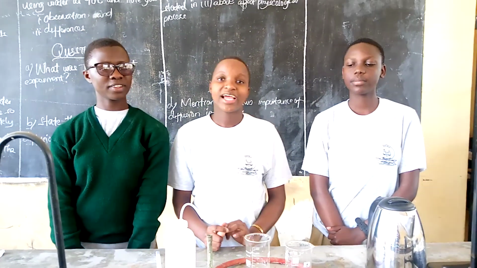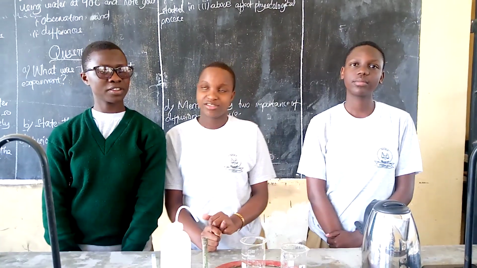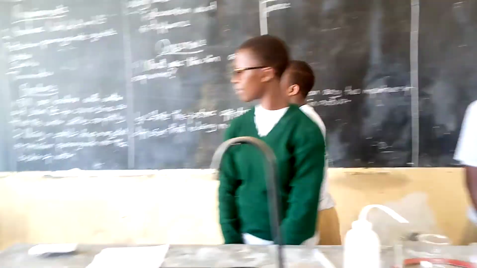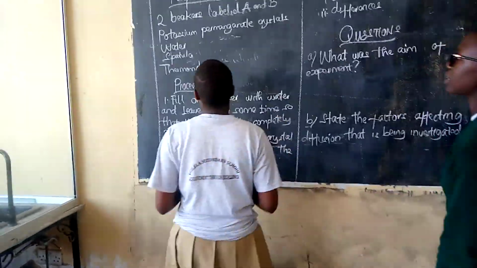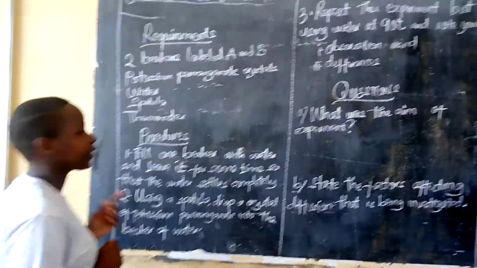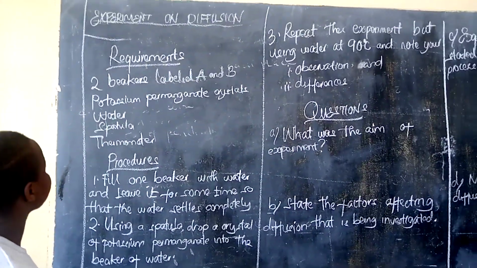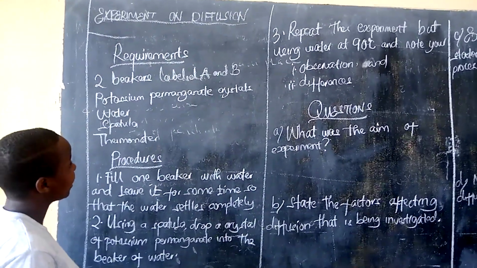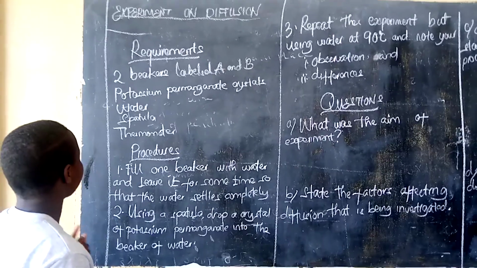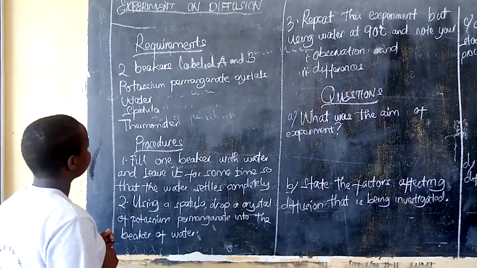We are going to conduct experiments about diffusion. Our experiment today is concerning diffusion. Requirements: 2 beakers labeled A and B, potassium permanganate crystal, water, spatula, thermometers.